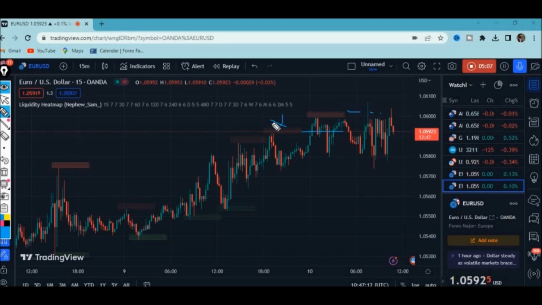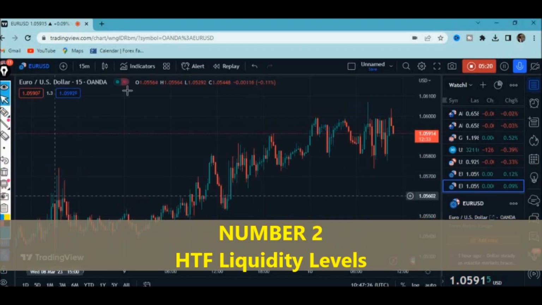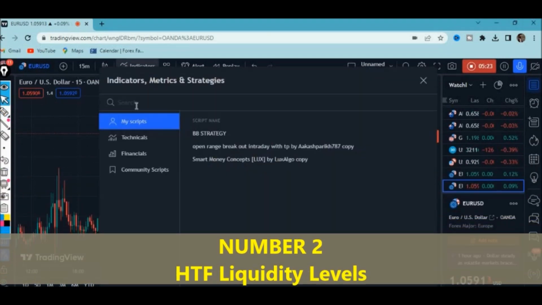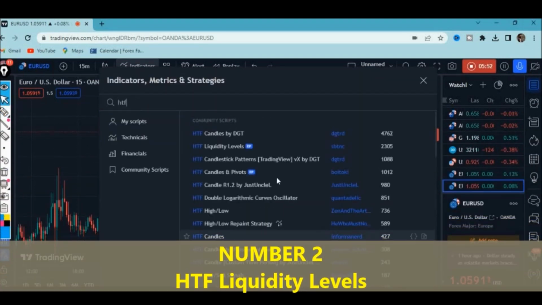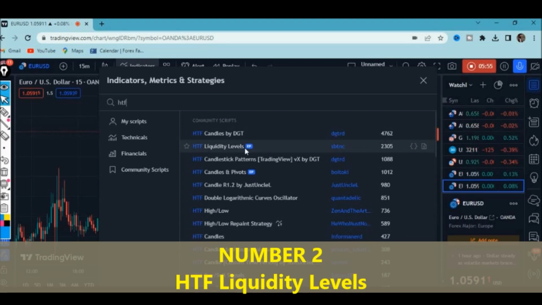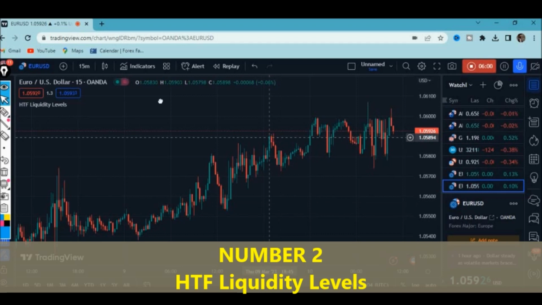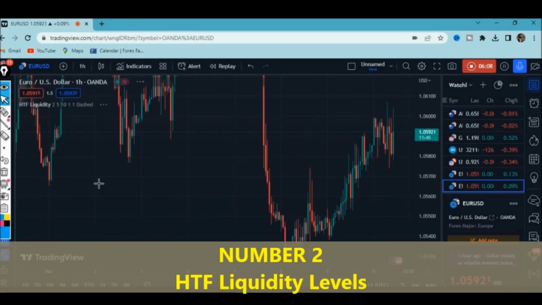Okay, so let's go to indicator number 2. Indicator number 2 is called HTF Liquidity Levels. Click on it. Once you click on it, this is how it's going to appear on your chart. Remember, this is HTF, which simply means higher time frame. So basically, let's go to the 1 hour time frame, and we're just going to see all this. Okay, I've talked about this indicator in my videos.